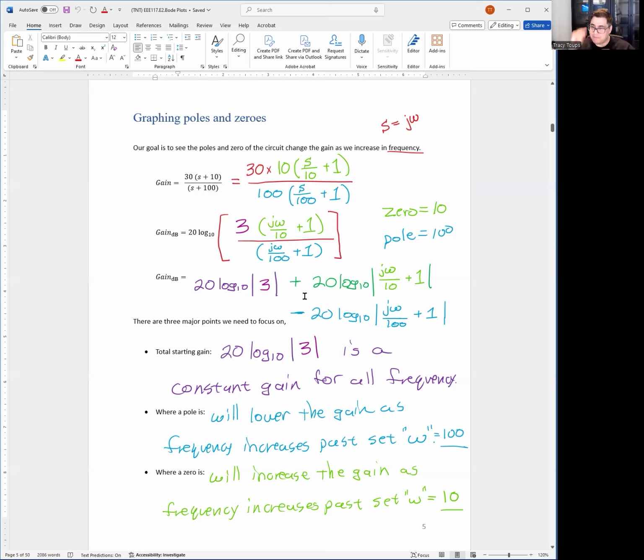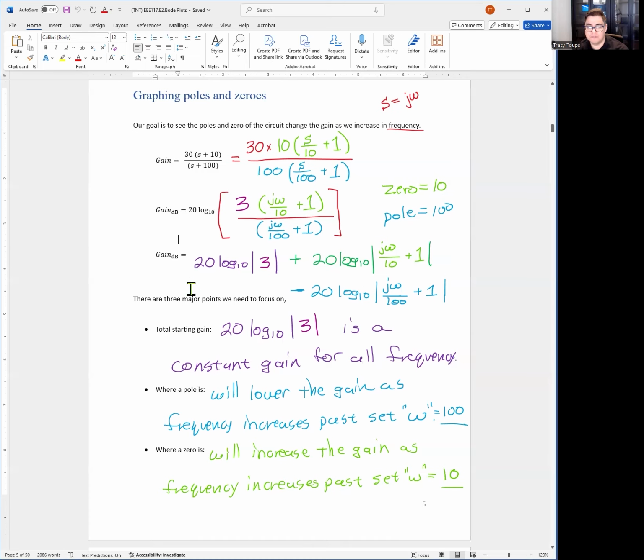So there's always a kind of a balance where things are fighting. Poles will always try to make negative gain and bring it down. Zeros will try to add gain and make it positive and bring it up. So remember, zeros go up, poles go down in terms of gain, and they're going to balance out at some point. Okay. So here, there's three major components we're going to look at.